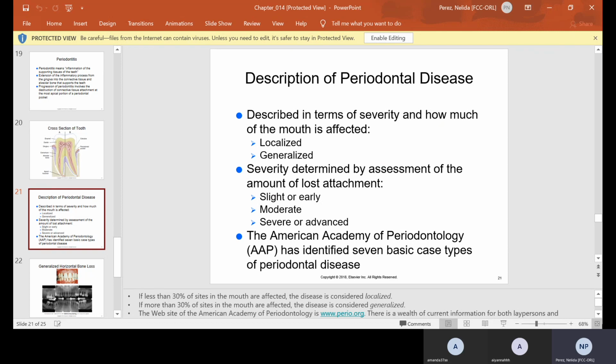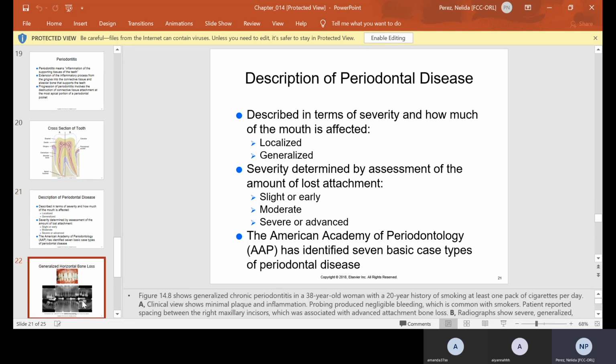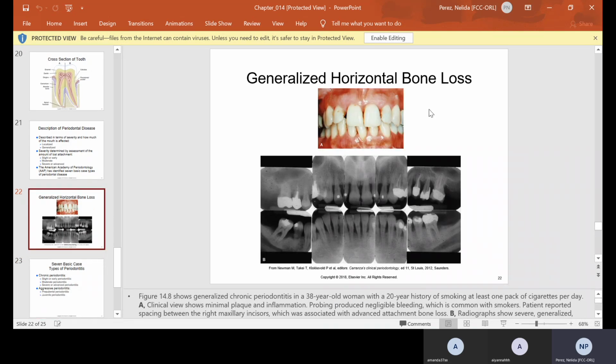To give you some statistics, if less than 30% of sites in the mouth are affected, that's localized. If more than 30% of the mouth is affected, it is generalized. Like I mentioned before, local areas here and there is localized, but all over the mouth, it's generalized. Now, here's some horizontal bone loss.